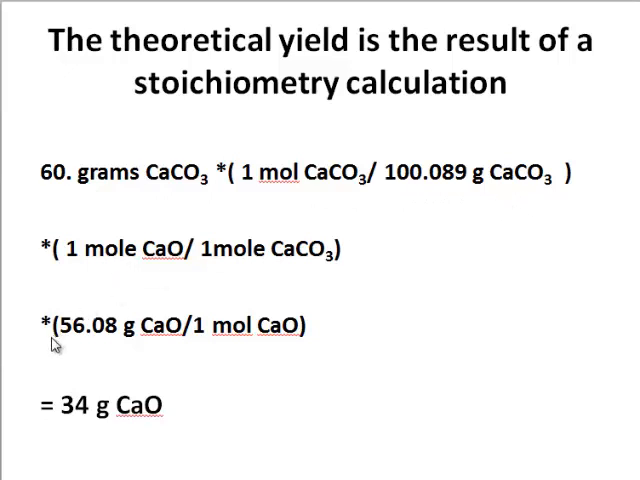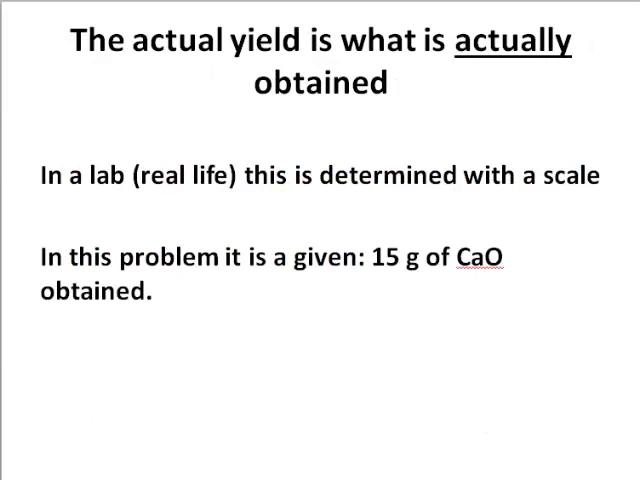Final step, step 3, we convert to grams of calcium oxide, which is what the question is about. The predicted yield in grams is 34 grams of calcium oxide. The actual yield is what is actually obtained. In a lab, you would find this out by putting the amount of product you obtained on a scale and weighing it. In this problem, it's a given. We're assuming, or you're told, that you put the calcium oxide on a scale and got 15 grams.